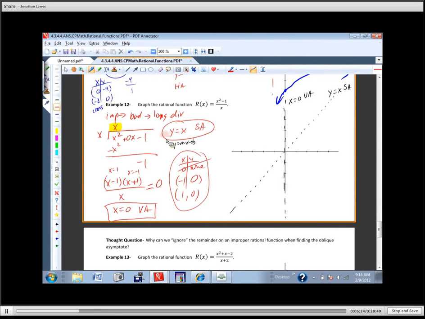Because I've got the slanted asymptote and I've got the vertical asymptote, now I want to put these guys on here. So it crosses at -1, and it crosses at +1. Okay, are there any questions to here?